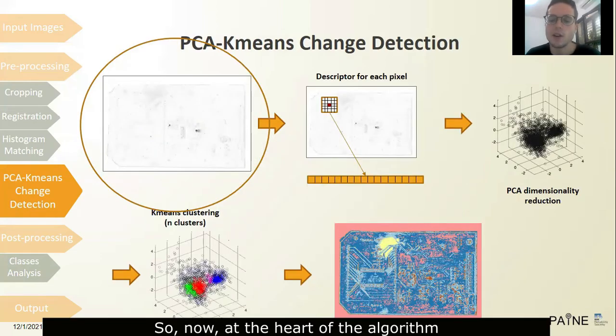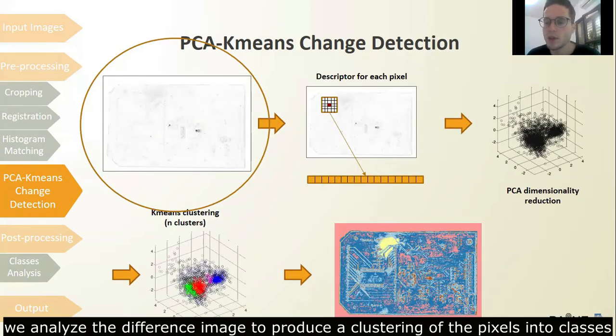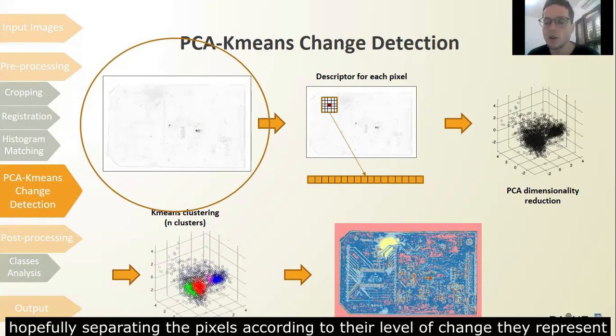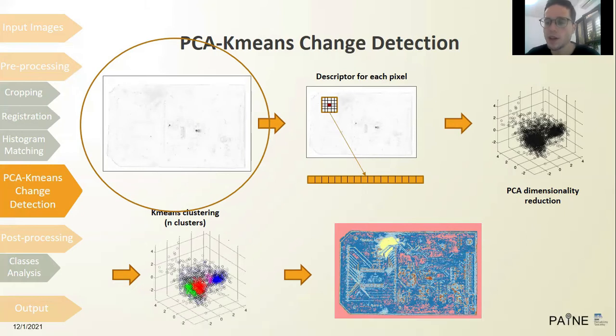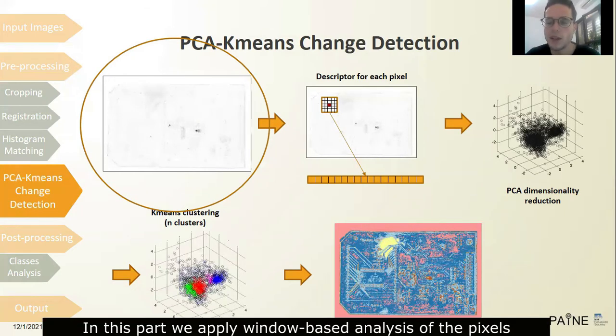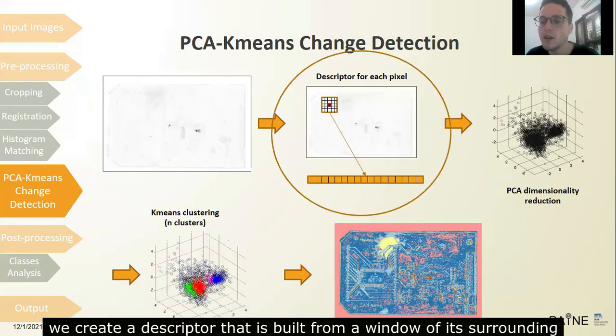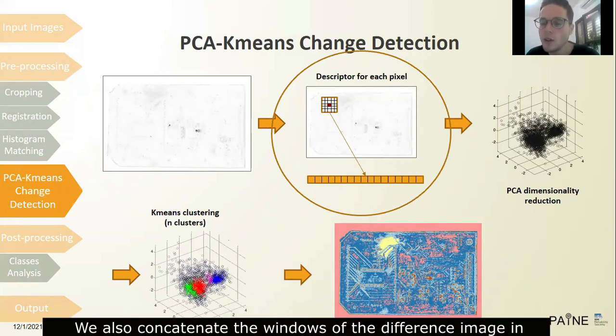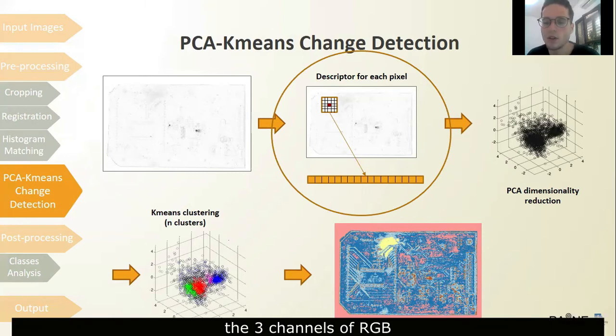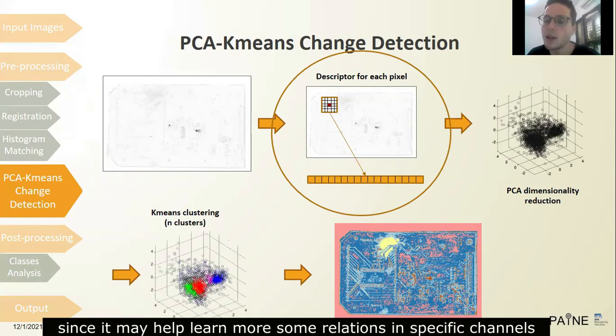So now, at the heart of the algorithm, we analyze the difference image to produce a clustering of the pixels into classes, hopefully separating the pixels according to their level of change. In this part, we apply window-based analysis of the pixels, learning features and relations between each pixel and its surrounding. To do so, for each pixel in the difference image, we create a descriptor that is built from a window of its surrounding. We also concatenate the windows of the difference image in the 3 channels of RGB, since it may help learn more some relations in specific channels.